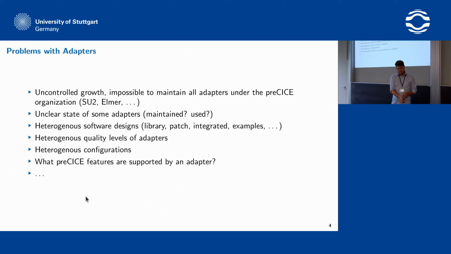And how do we document what preCICE features are supported by an adapter? Can you do implicit coupling? Can you do nearest projection mapping with this adapter? Sometimes this is documented, sometimes not. But if it's documented, everybody documents it in a different way.